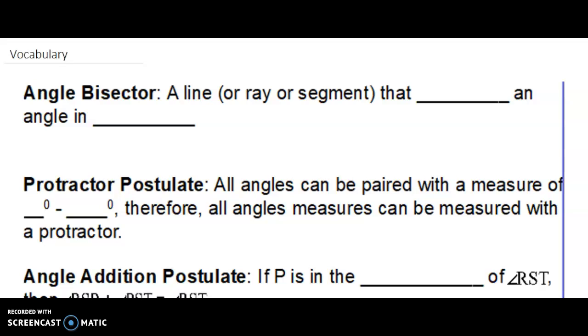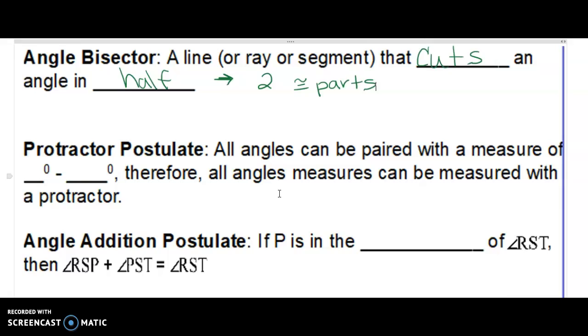So an angle bisector, as you can probably guess, is a line, ray, or segment that bisects, or cuts, an angle in half. And when I say half, I mean 2 congruent parts. Anytime you hear the word bisect, your brain should be going to, okay, that means 2 things are equal, whether it's 2 angles, 2 segments, 2 somethings are equal if you're bisecting something.